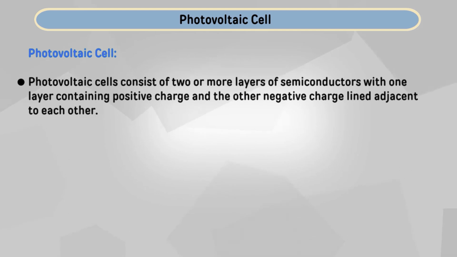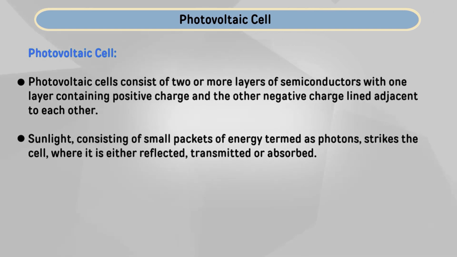Now, the photovoltaic cell is the second important optical device based on the photoelectric effect. It consists of two or more layers of semiconductors, with one layer containing positive charge and the other negative charge, linked adjacent to each other. So, this is a layered structure device. There is a difference between the first device and the second. In the first device we have the anode and cathode separately, but here it is made up of a special type of semiconductors, in layered structures, and the layers may be two or more.